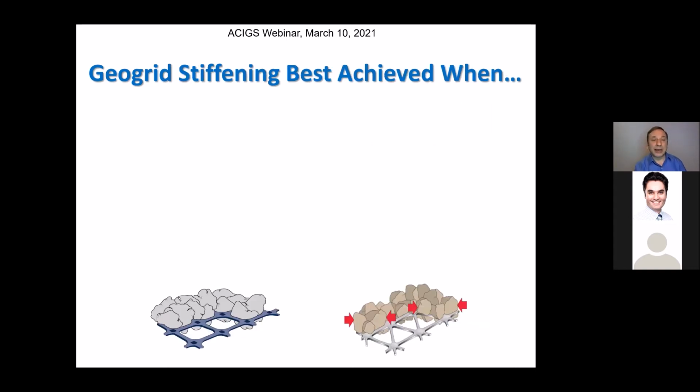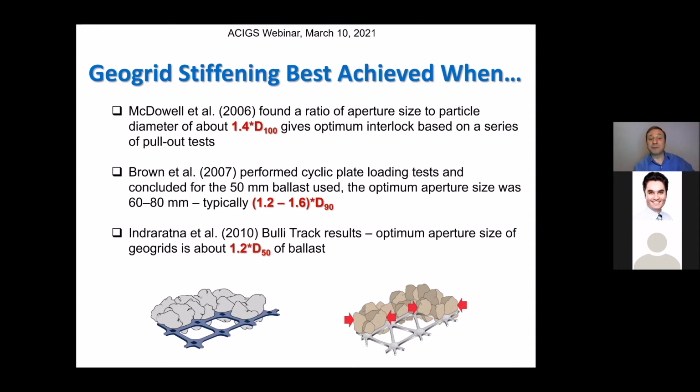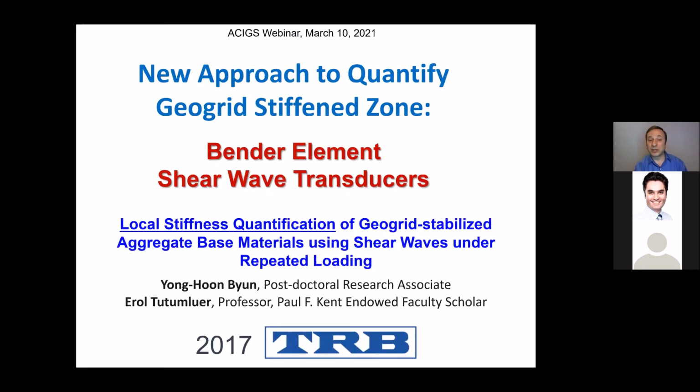Nevertheless, one point I like to highlight towards the end of my presentation here, which is when you think about geogrid stiffening, the question still comes up as when is that best achieved? If you look at different researchers, they all come up with different types of recommendations for you. And sometimes the aperture size to aggregate size correlation does not come together very well, and they don't agree with each other. There is still a lot more to understand on this.